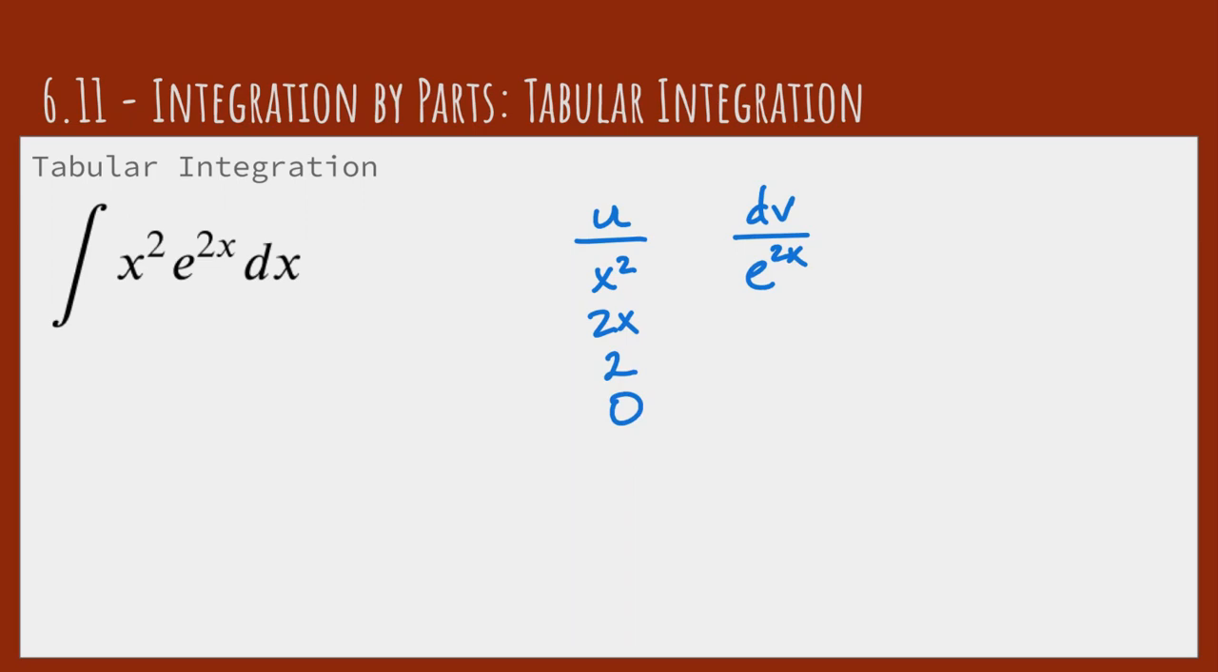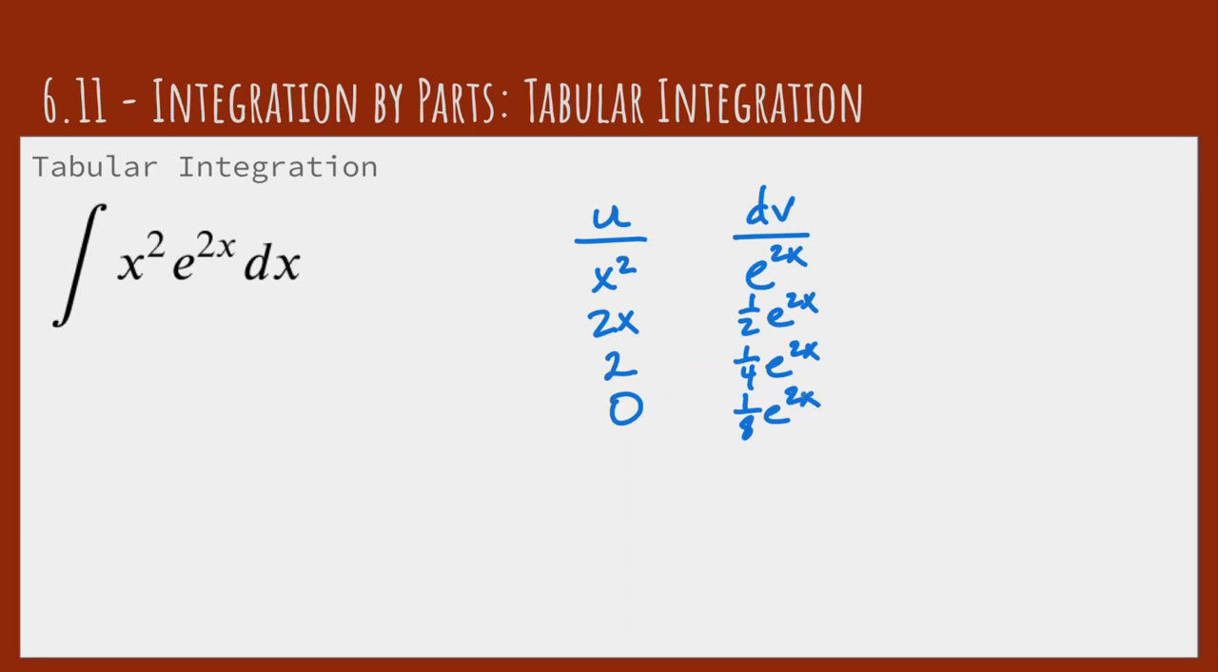So the idea with tabular integration is, once we choose our u and our dv, we're going to take derivatives of u until we get to 0. Now, in the dv column, we're going to take antiderivatives, and we want an antiderivative for every one of our derivatives. So we're going to have 1/2 e to the 2x, and 1/4 e to the 2x, and then 1/8 e to the 2x.